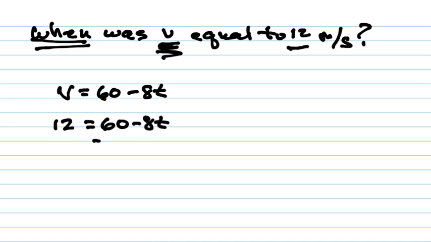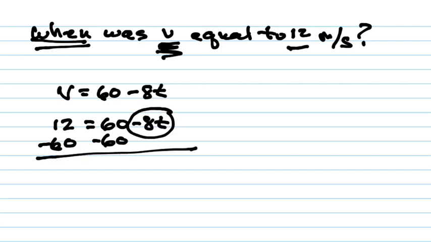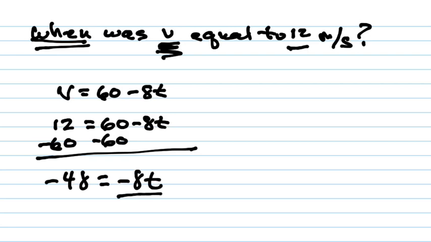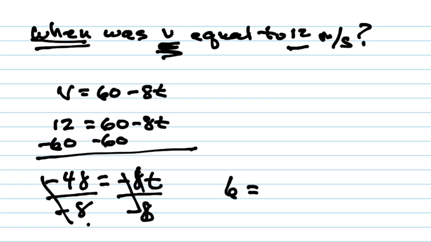All right. Get all my numbers on one side by subtracting the 60 from both sides, right? Because I want to leave my t term by itself on that side. So 12 minus 60 is negative 48. Excellent. Equals negative 8t. That's negative 8 times t, so the opposite of multiply is divide. So I'll divide both sides by negative 8. The negatives will divide away. What's 48 divided by 8? 6. So t is equal to 6 seconds.